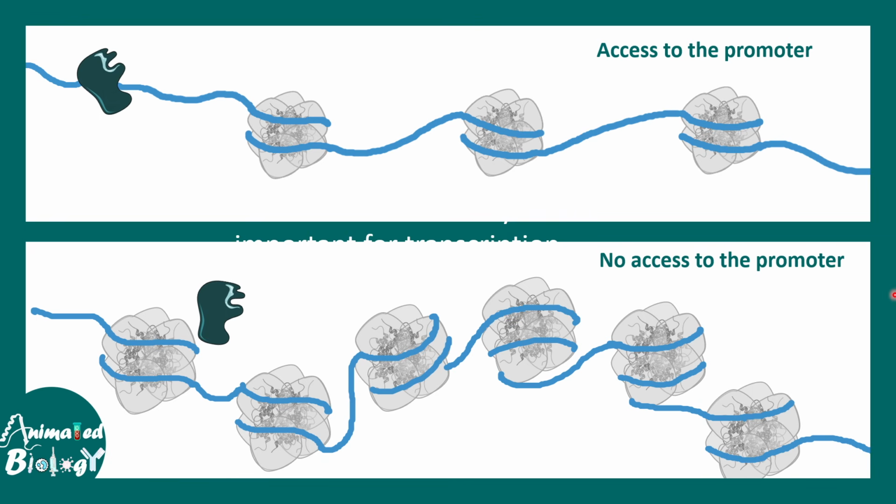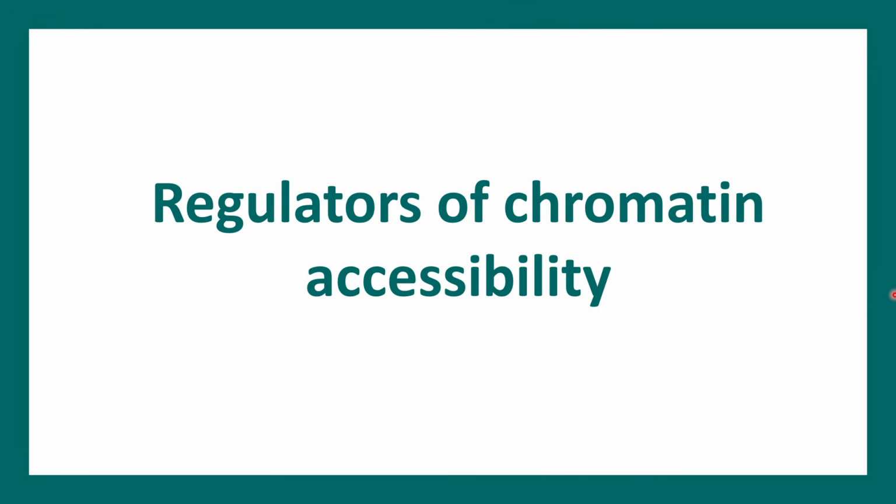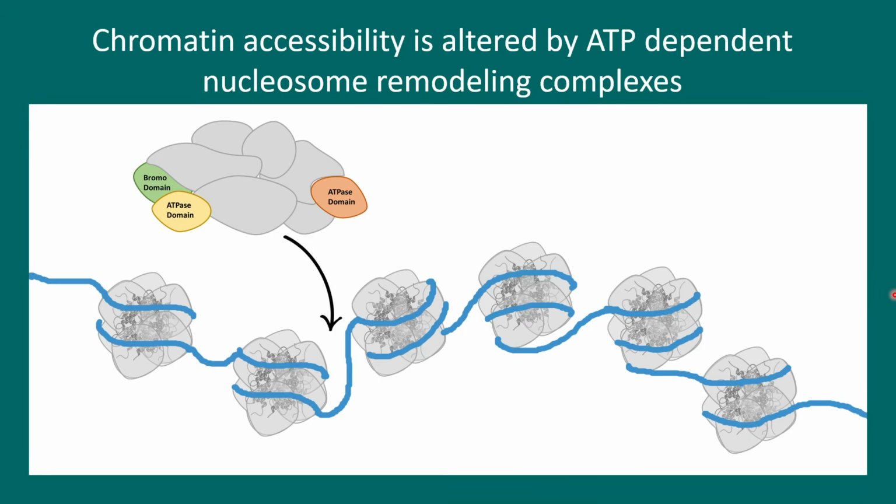In order for that promoter region to be accessed, there should be enough space by which these proteins can actually access the promoter. So the transcriptional machinery has to also access the promoter and eventually run it, right? That is why chromatin accessibility is very important for any central dogma process like replication or transcription. So let's talk about how chromatin accessibility is regulated.